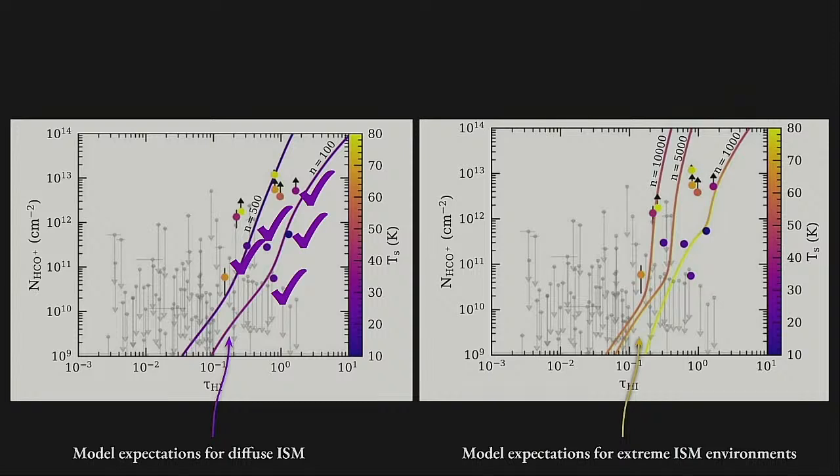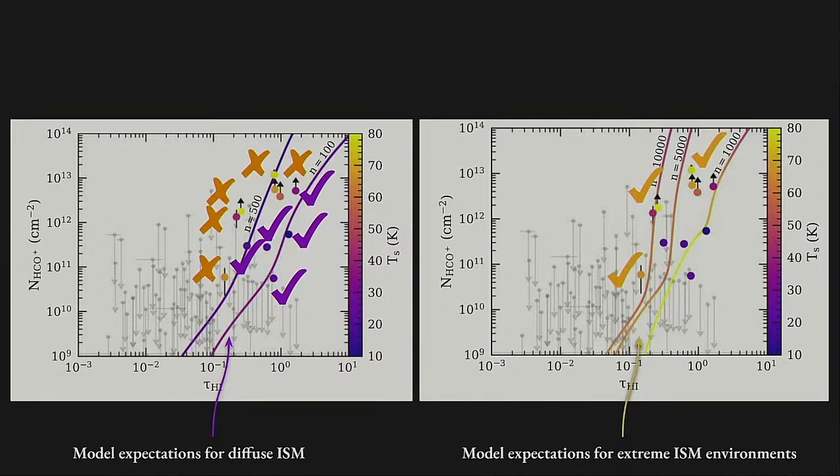So we can see that for about half of our points, the position and the color of these points matches what the model says it should. So here, our diffuse ISM models are accurate. Okay, so there are some places in the ISM where our model does a good job of explaining what's going on.